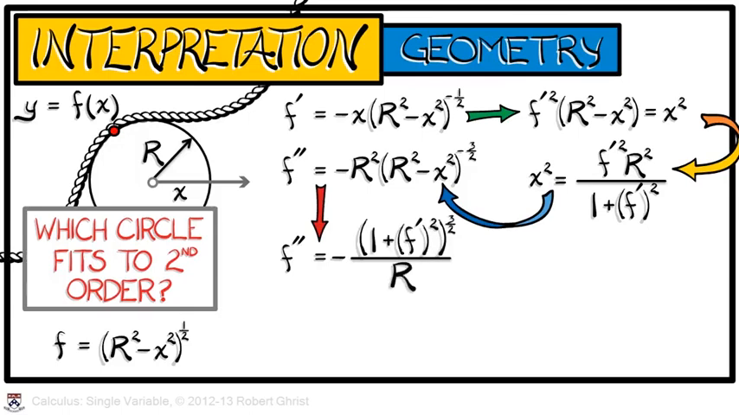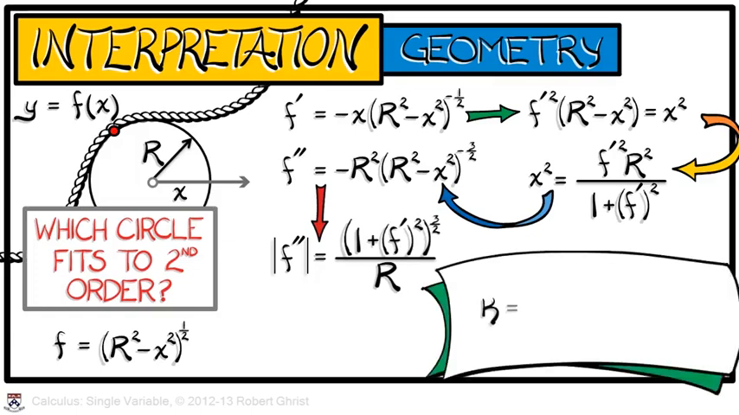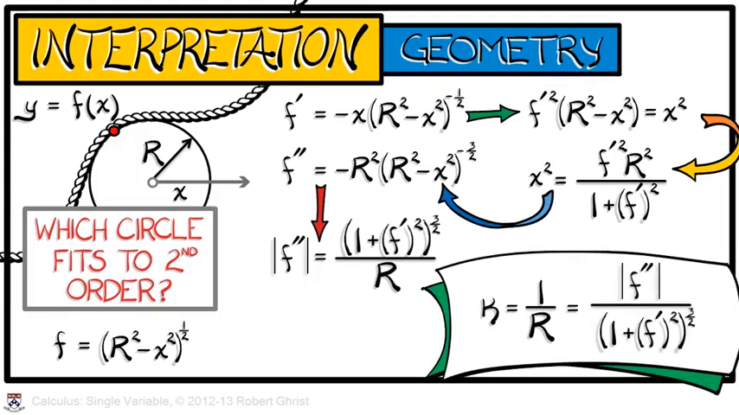Once we get that, then it's not going to be hard to solve for r. We'll get rid of that pesky negative sign by taking an absolute value, and then solving for 1 over r gives the curvature kappa to be the absolute value of f double prime over quantity 1 plus f prime squared to the 3/2. That's a complicated derivation and a complicated looking formula, but it's a very general formula for computing curvature.